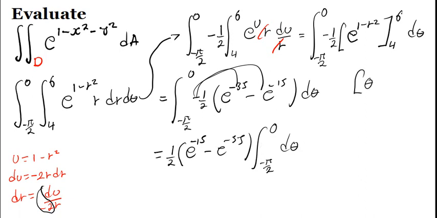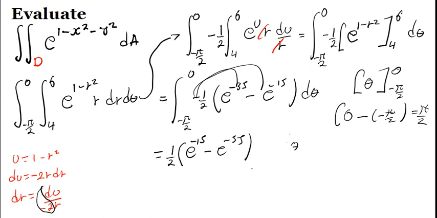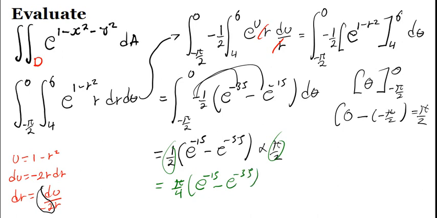So you have theta moving from minus pi over 2 to 0. This would be 0 minus open bracket minus pi over 2, which gives you pi over 2. Hence, to finish this up, the final solution is 1 over 2 times pi over 2, which gives pi over 4. Then in the brackets, you get e to the minus 15 minus e to the minus 35. And this is your solution.